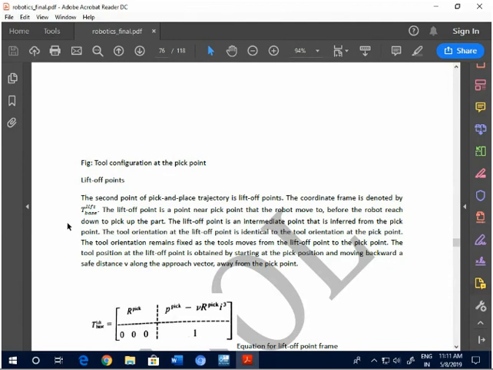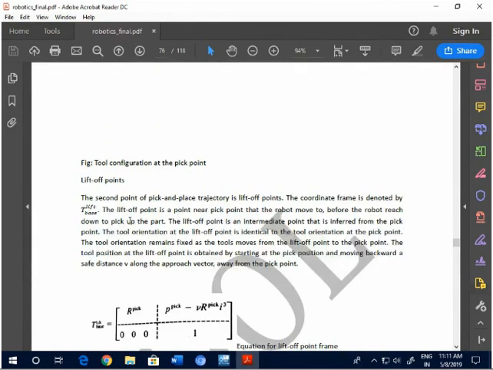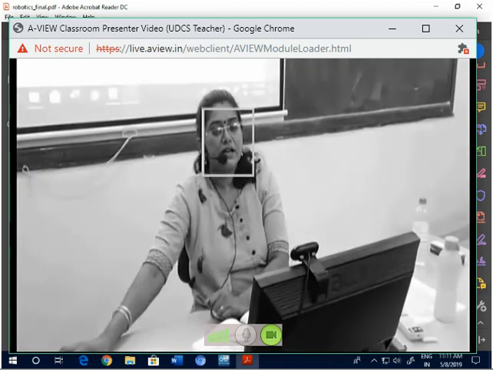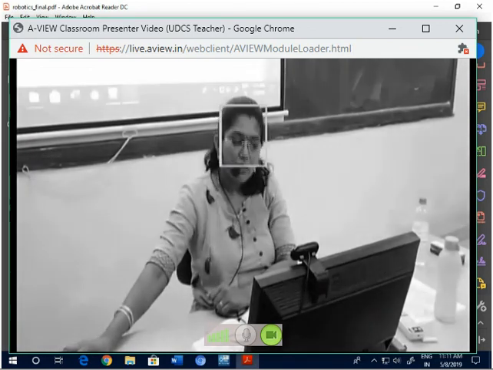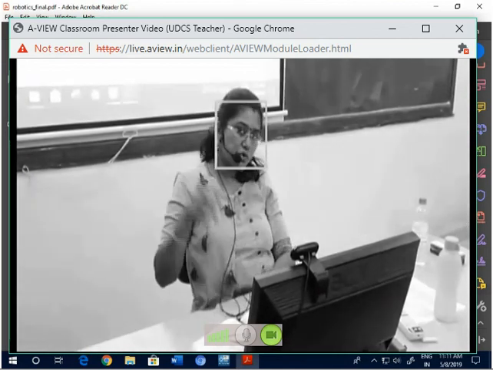Now consider the lift-off points. The second point of the pick and place trajectory is the lift-off point. The tool coordinate is denoted by lift to the base. Earlier it was pick and base; now it will be lift and base. The lift-off point is near the pickup point, where the robot will move before reaching down to pick up the part. The lift-off point is an intermediate point and is inferred from the pick tool.